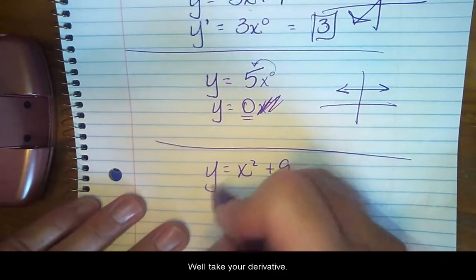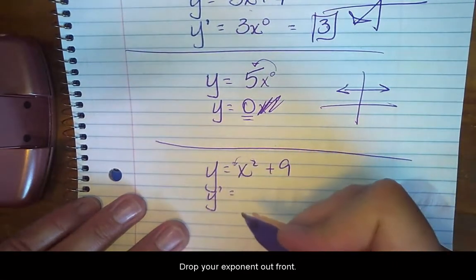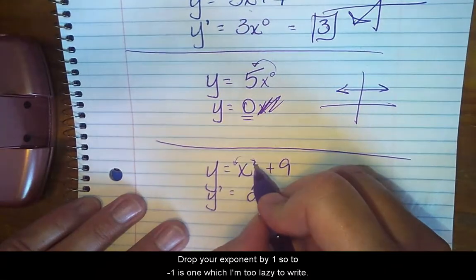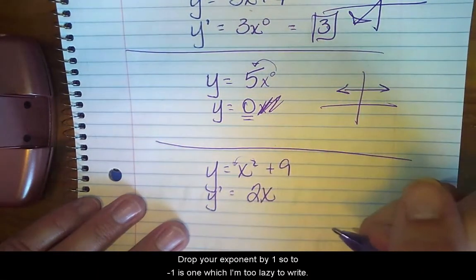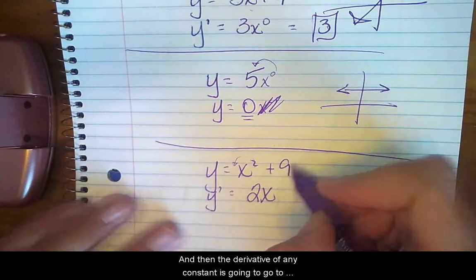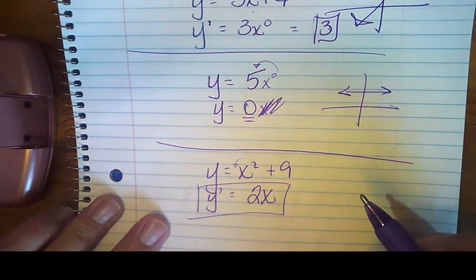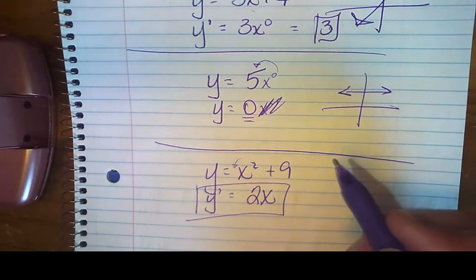Okay? So what happens if I have something like y equals x squared plus 9? Okay? Well, take your derivative. Drop your exponent out front, so 2. Drop your exponent by 1, so 2 minus 1 is 1, which I'm too lazy to write. And then the derivative of any constant is going to go to 0. So this now becomes your formula for slope, for a tangent line, or the formula for instantaneous rate of change.